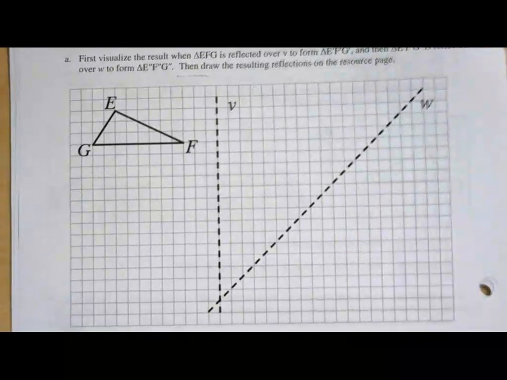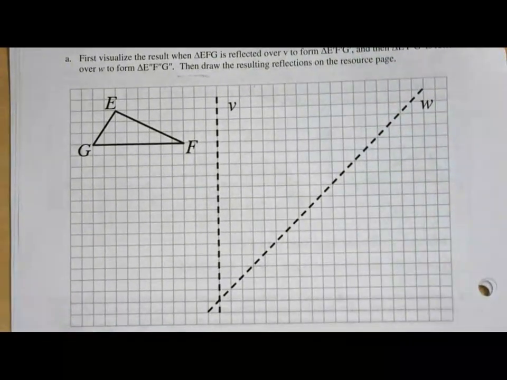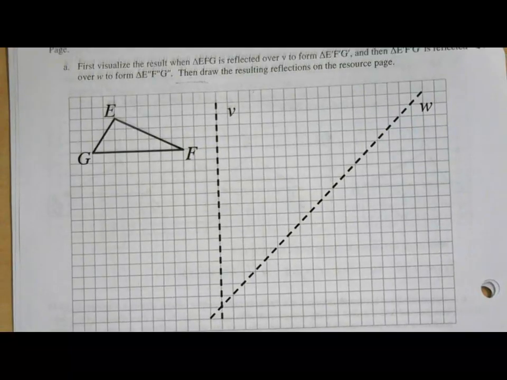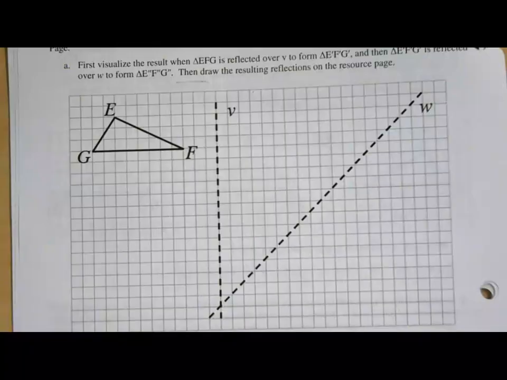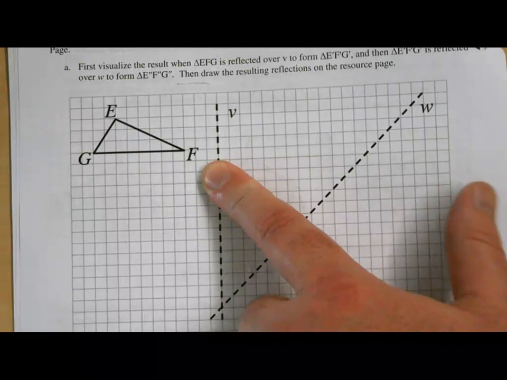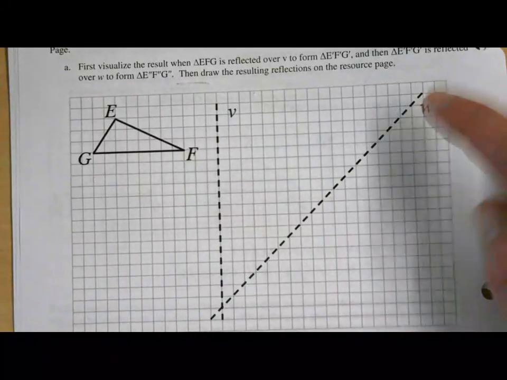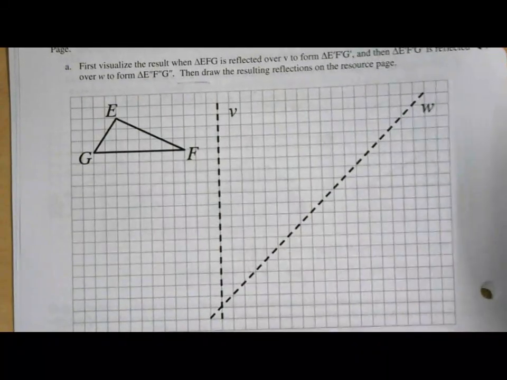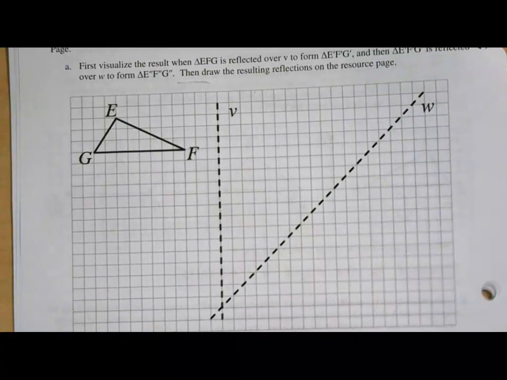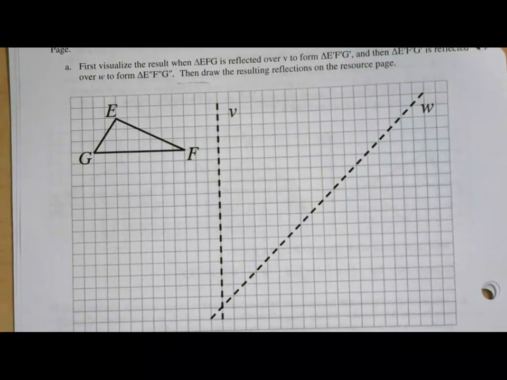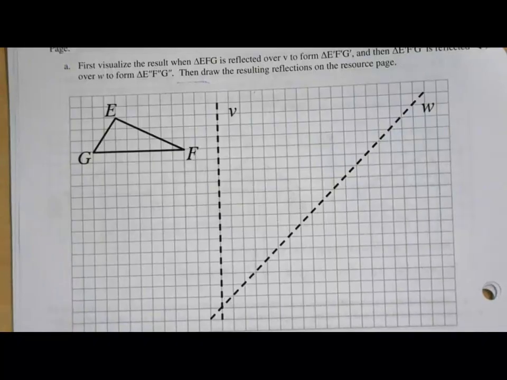All right, this time we got a diagonal line. Those are the more challenging ones. We like those. So we got EFG this time. Would you please reflect triangle EFG over line V to form triangle E prime, F prime, G prime, and then take that new triangle and reflect it over line W to make E double prime, F double prime, G double prime. Don't forget to label. Use your tracing paper if you need to, especially on that diagonal line. That gets a little bit tricky.